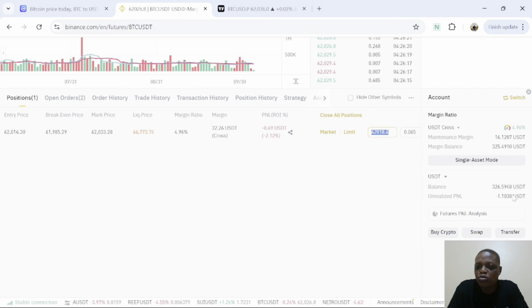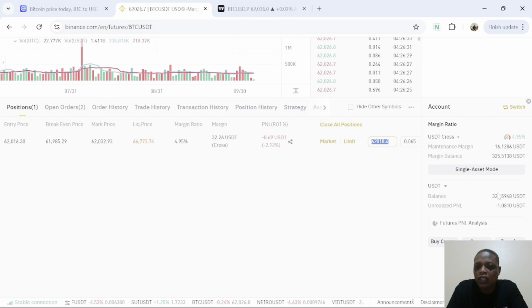The unrealized P&L shows how much you are currently making on a trade. So if you have made $1, it will show $1 here. If you have made $200, it will show $200 here.